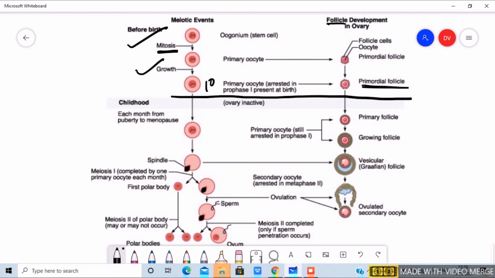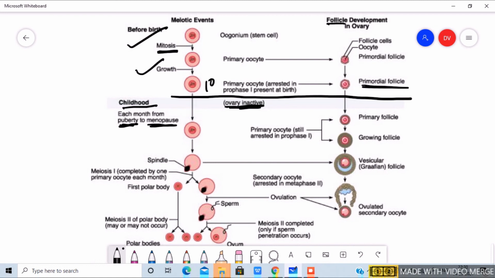Now look at what happens during childhood. The ovary is inactive, no changes because no induction of hormones. But once after puberty, that is till menopause. What is menopause, guys? That is stoppage, right? Permanent stoppage, cessation of the menstrual cycle during 45 to 50 years of age. Until that period, from puberty till menopause, all this happens every month, which means every menstrual cycle. During each menstrual cycle, only one primordial follicle will get converted into a mature Graafian follicle and ovulation will happen. That is why I said only one egg will be released every month.